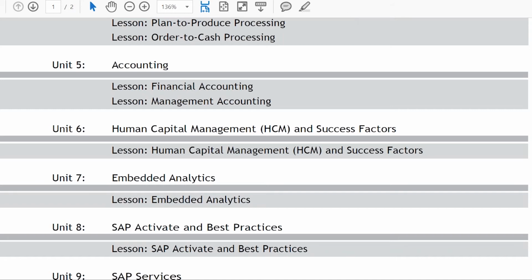And when we talk about embedded analytics, if you are trying to explore something on S4 HANA, you should be hearing this word called embedded analytics. So have you by chance heard about S4 HANA embedded analytics?